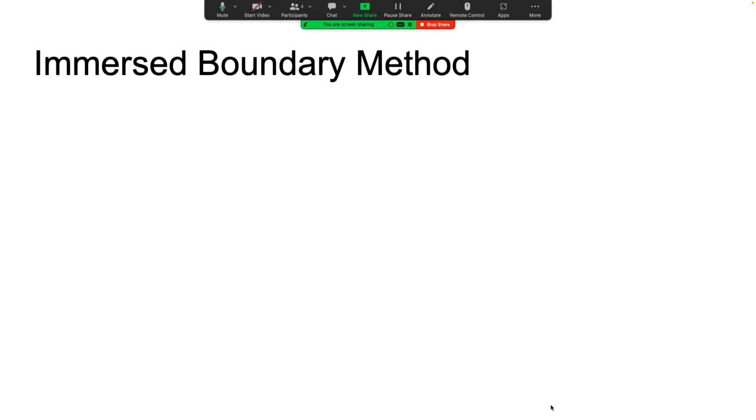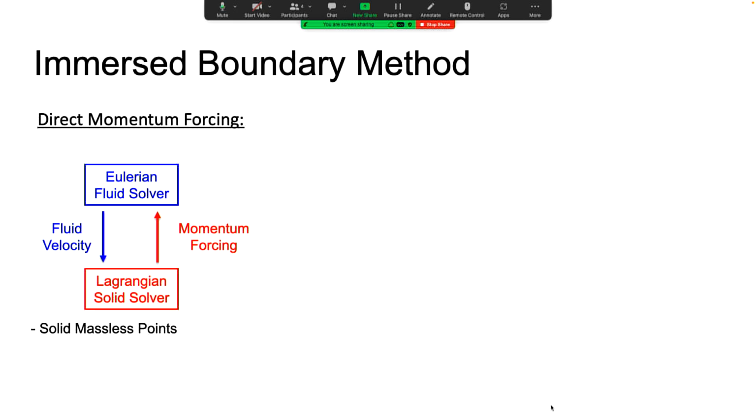Now I'm going to talk about the 3 different approaches for the immersed boundary method, which one I chose, and why I chose it. Now, there are 3. The simplest approach is a direct momentum forcing, which is basically if you have a solid, the solid will transfer the forces to the fluid, which will move, and which will transfer its velocity back to the solid and will move the solid. This approach only works if the solid has 0 inertia.